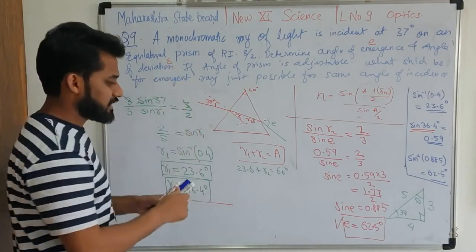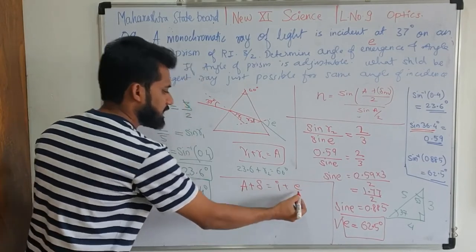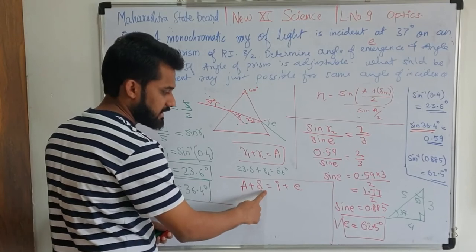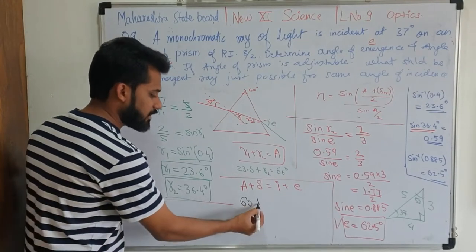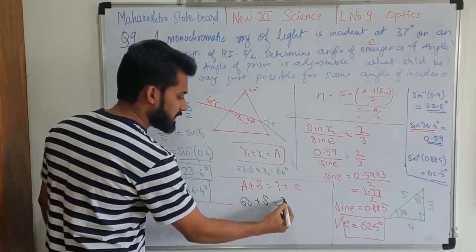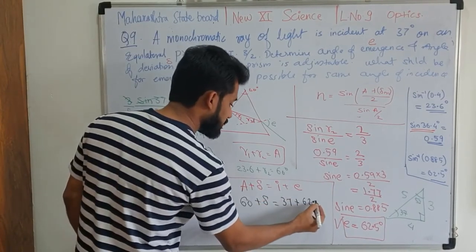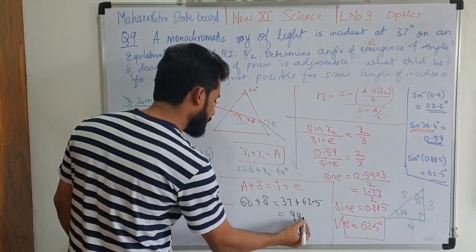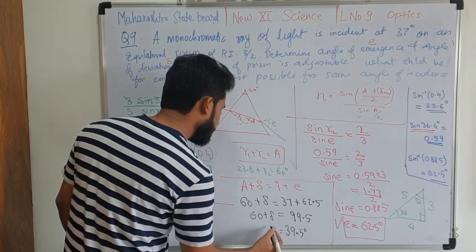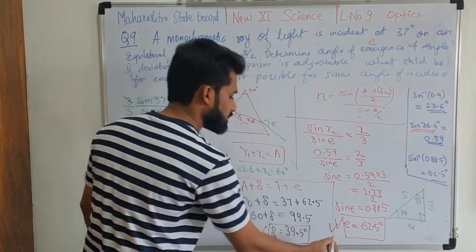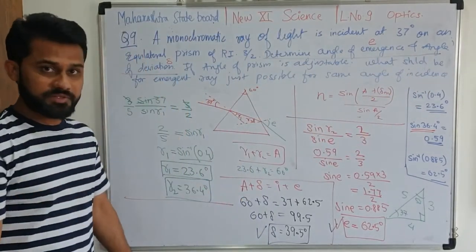And how to find angle of deviation then? For that, I can use this formula. A plus delta is I plus E. Angle of prism plus angle of deviation is angle of incidence plus angle of emergence. Just put the values. Angle of prism is 60 degree. Angle of deviation we don't know. Angle of incidence is 37 degree. Angle of emergence is 62.5. This comes out to be 99.5 is 60 plus delta. So delta comes out to be 39.5 degree. This is the answer for delta. This is the answer for E. This is the first part of the question: determine angle of emergence and angle of deviation.